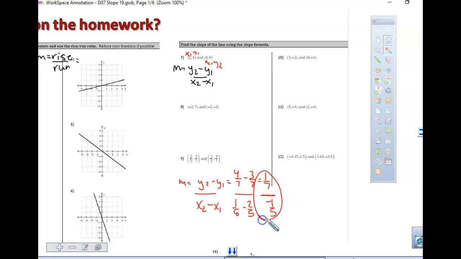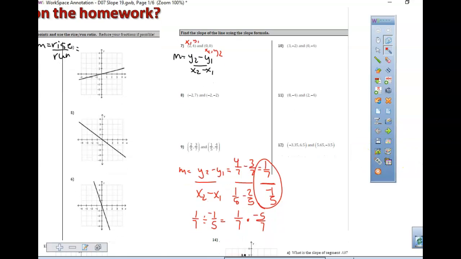So this problem, that's an ugly slope. We don't want to leave our answer that way. We are going to take 1/7 and divide it by a negative 1/5. Remember division of fractions: we keep the first one, 1/7, and we change it to multiplying by the reciprocal, negative 5/7, as you are looking at that.